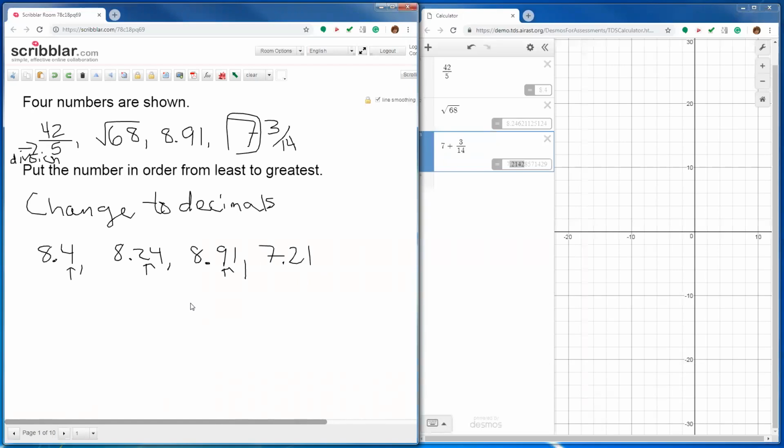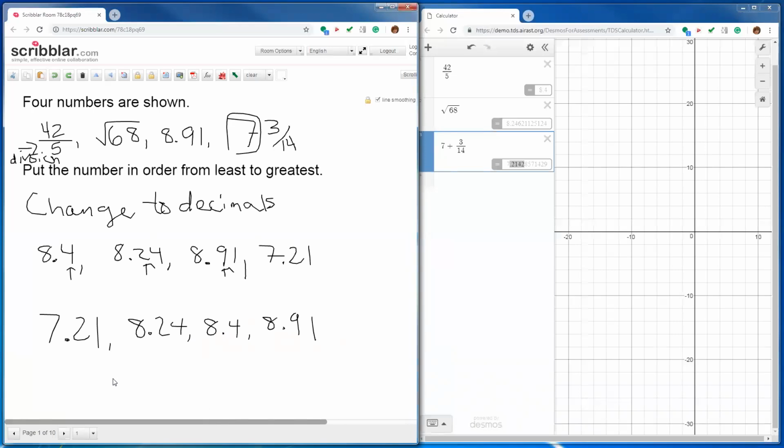So now, when we put this in order, what's the smallest? It would be the 7.21. 7.21 is the smallest. And you go 8.24, and then 8.4, and 8.91. Good. So for these problems, it's always best to get it in that decimal format first and then put them in order.